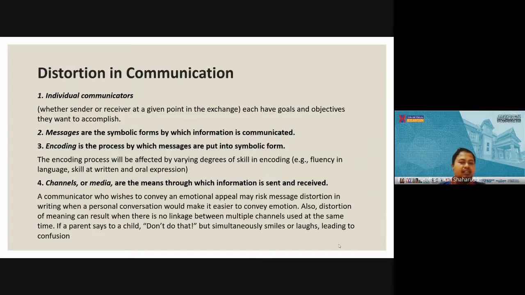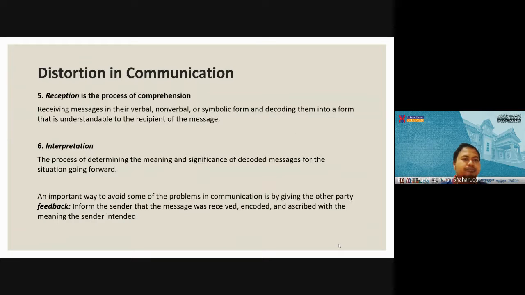Other than that, distortion of meaning can result when there is no linkage between multiple channels used at the same time. For example, if a parent says to a child, "Don't do that," but simultaneously smiles or laughs, it will lead to confusion. So there must be linkage between the multiple channels that you are using, meaning that the spoken, verbal language and your non-verbal gestures must also align when you are communicating.